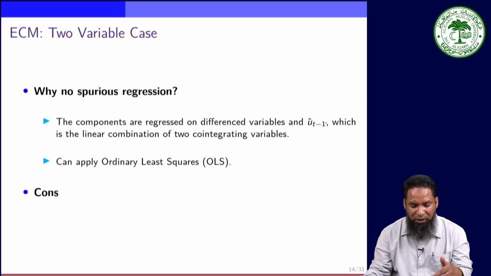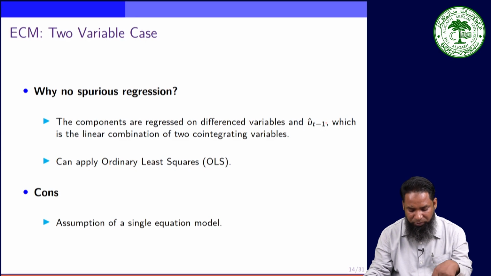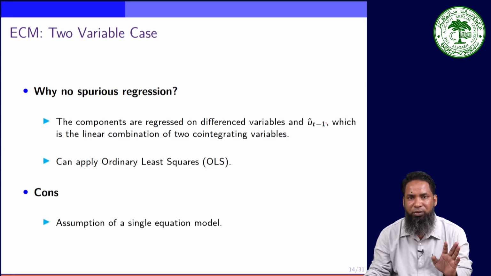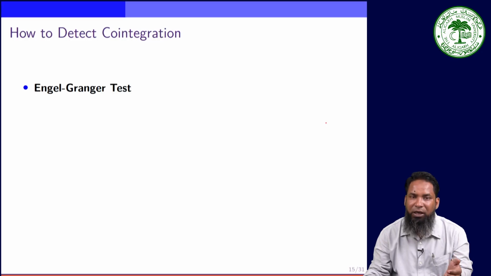the variables. However, what is the drawback, or the downside, of this structure? It assumes a single equation model. Then how do we detect whether there is cointegration? Because only once they are cointegrated will we be able to use the ECM model. So we do the Engle-Granger test.